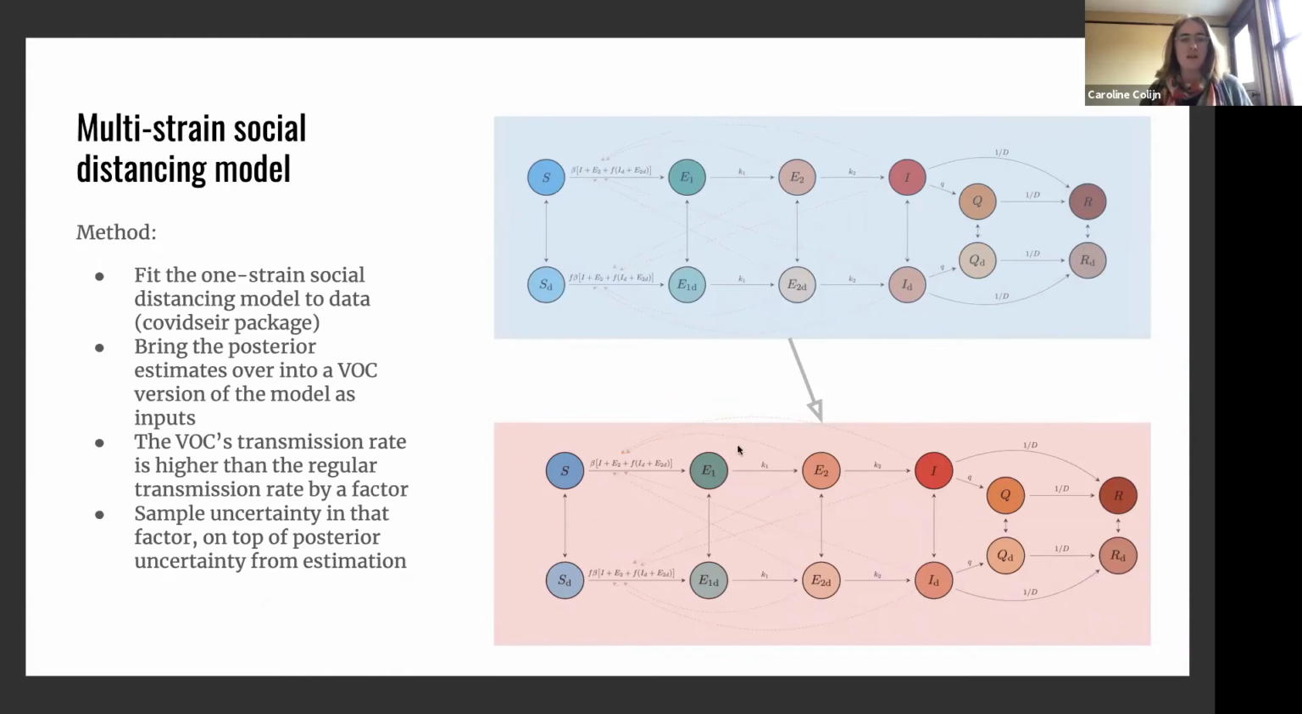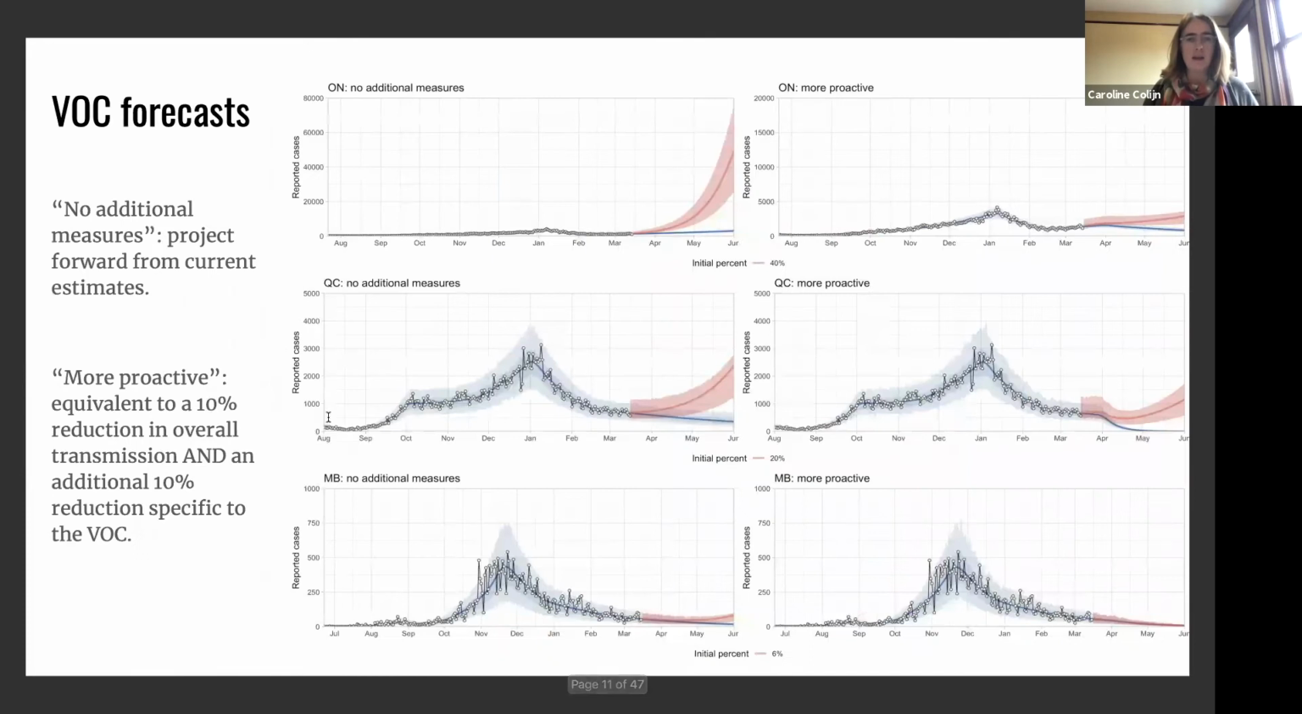And given the fact that the VOC's transmission rate is higher by some factor, and we don't know the factor. So we sample uncertainty in the factor by which B117 is more transmissible, and we sample uncertainty in all the stuff we normally have that goes into the blue ribbons on our favorite curves. And this is what happens.